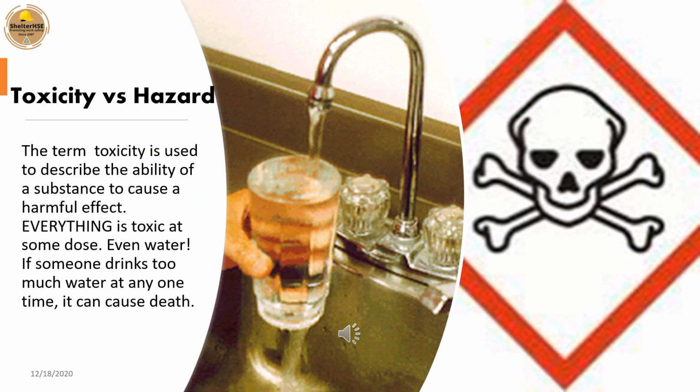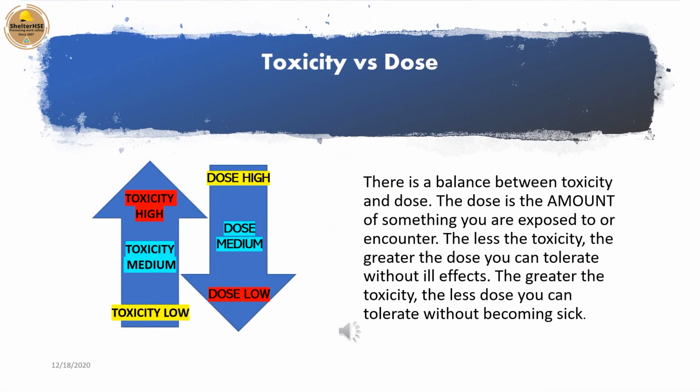The term toxicity is used to describe the ability of a substance to cause a harmful effect. Everything is toxic at some dose. Even water. If someone drinks too much water at any one time, it can cause death. There is a balance between toxicity and dose. The dose is the amount of something you are exposed to or encounter. The less the toxicity, the greater the dose you can tolerate without ill effects. The greater the toxicity, the less dose you can tolerate without becoming sick.